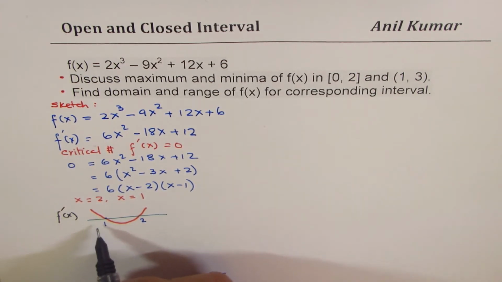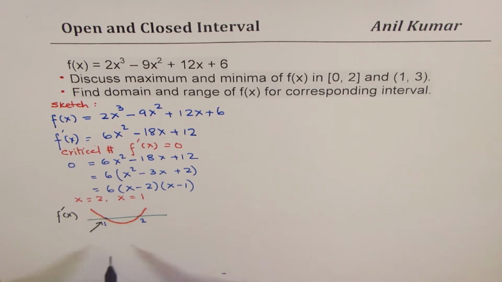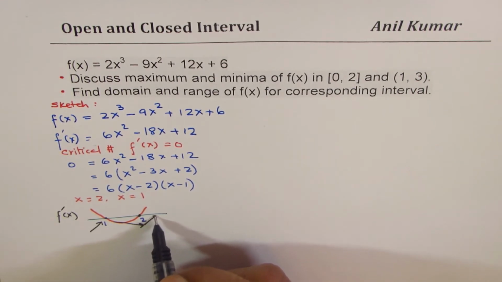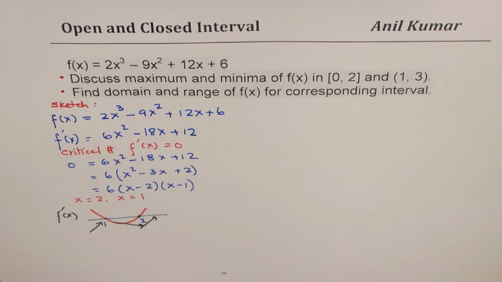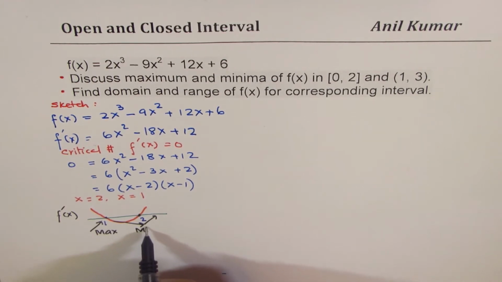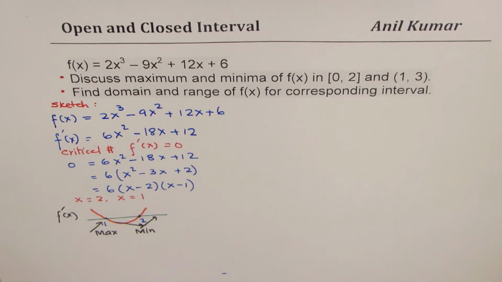So here the function is increasing. This is increasing function. Here the function is decreasing, since it is negative, and after 2, it is again positive, so it is increasing. And that results into maximum at 1. So we have maximum value here, and we have a minimum value there. Is it okay? So what we can do is find what is f of 1 and what is f of 2, so that we can get these values.